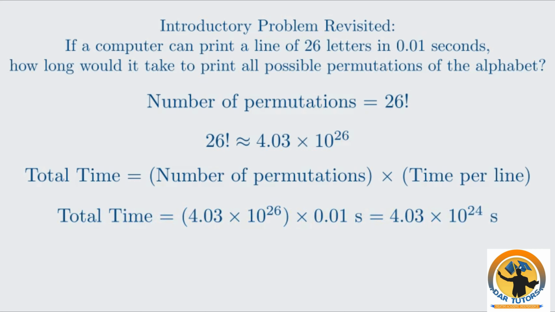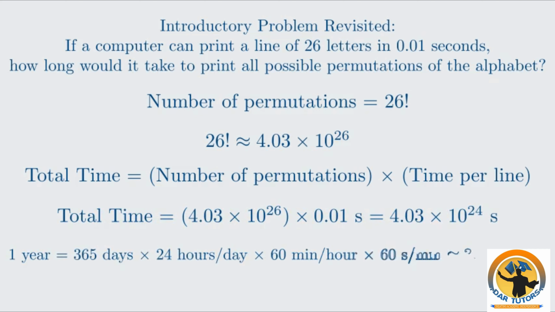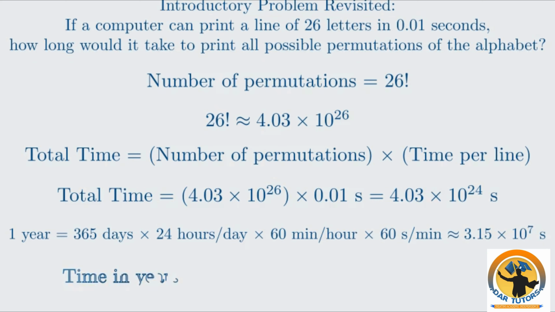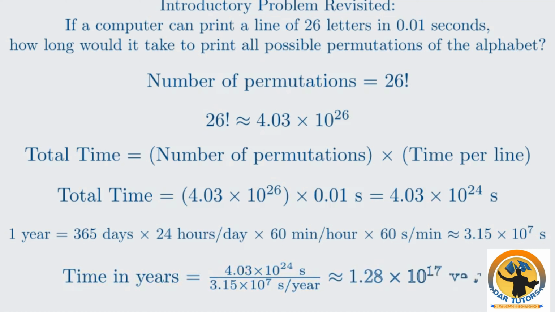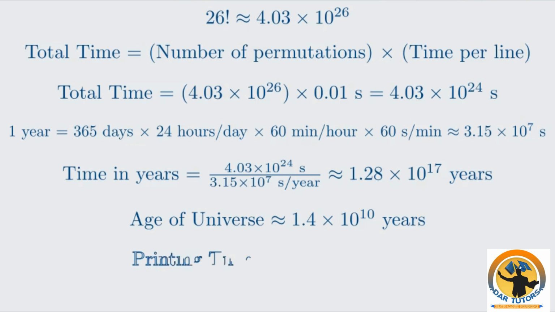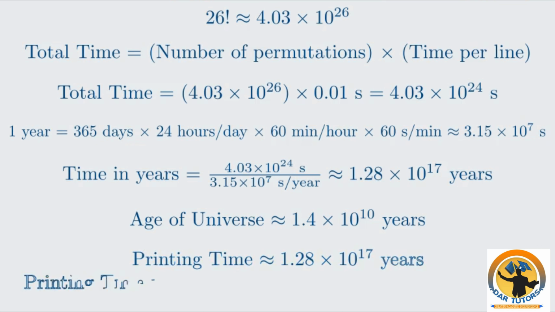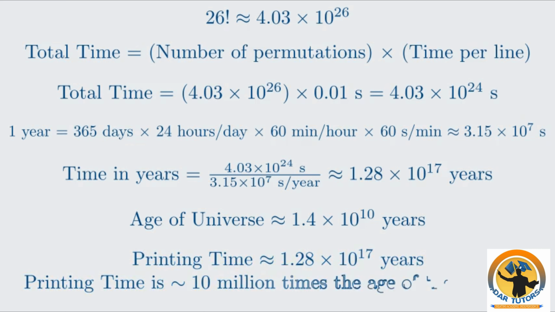This number is so large, it's hard to comprehend. Let's convert it to years to get a better sense of scale. There are 60 seconds in a minute, 60 minutes in an hour, 24 hours in a day, and 365 days in a year. Dividing our total time by this product gives us approximately 1.28 times 10 to the power of 17 years. To put this in perspective, the age of the universe is estimated to be about 14 billion years, or 1.4 times 10 to the power of 10 years. Our calculated time is approximately 10 million times longer than the universe has existed. This demonstrates the incredible power of counting principles and how quickly the numbers can grow.